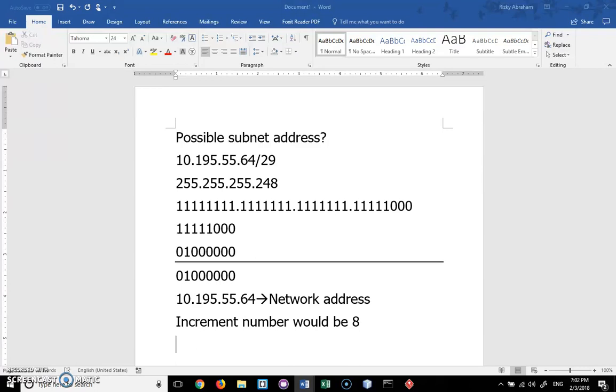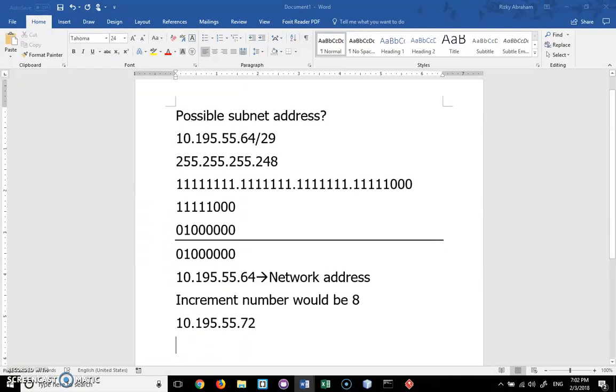So the next possible subnet network address would be 10.195.55. We add 8 from there, which is 72. And then from here, if we're asked what is the broadcast address of this network right here, it would be easy. We add 8 from here, and this would be the next possible subnet address.